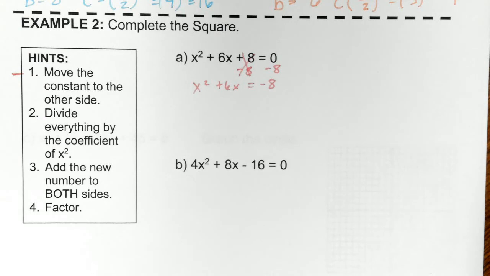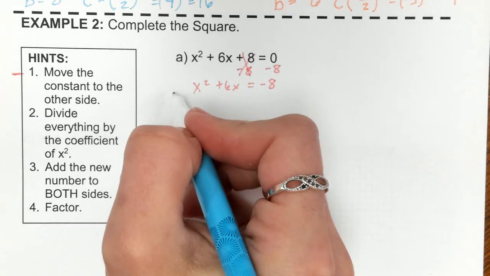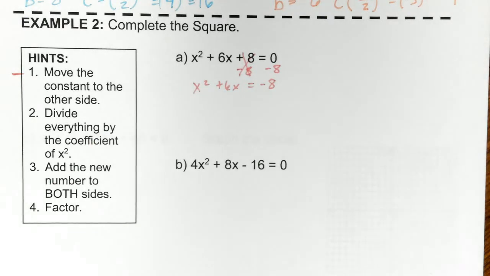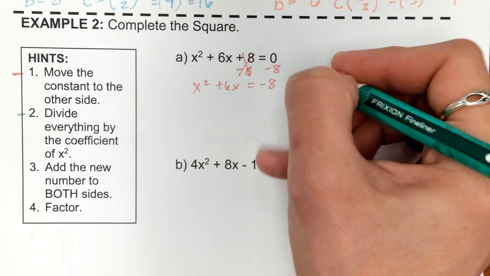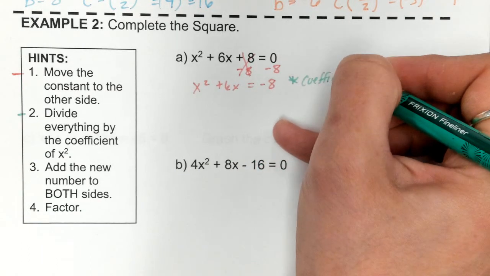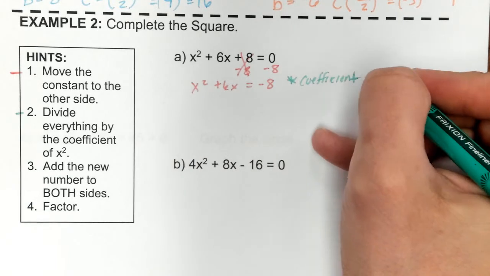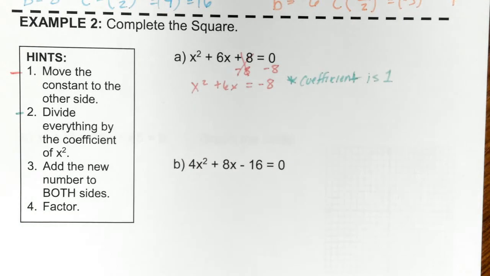The next step is to divide everything by the coefficient. If you notice here, our coefficient is a 1. So since it's a 1, we don't have to take that step. We don't need to do anything. We'll see that on the next one. Next, we want to get our constants to the same side. Actually, we've already done that. Sorry, that'll come in the next problems.